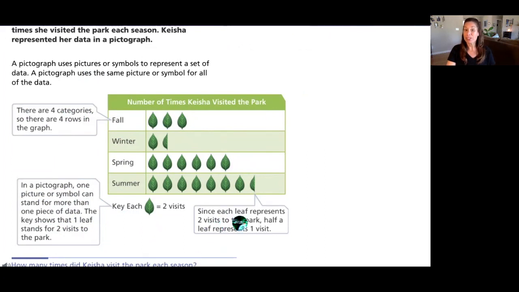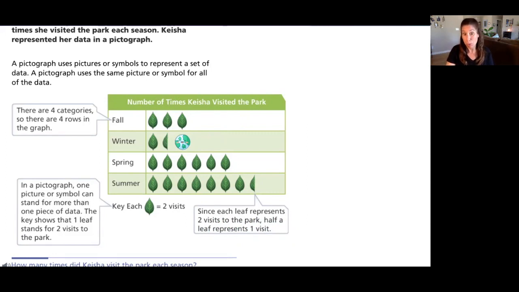So since each leaf represents 2 visits to the park, a half of a leaf represents what? You're right, 1 visit to the park. So if we look at fall, how many times did Keisha go to the park during fall? Count it up. Good, 6 times, right? How many times did she go in winter though? Count it up. 2, then I notice I have a half a leaf, so that's only 1. So only 3 times during the winter.